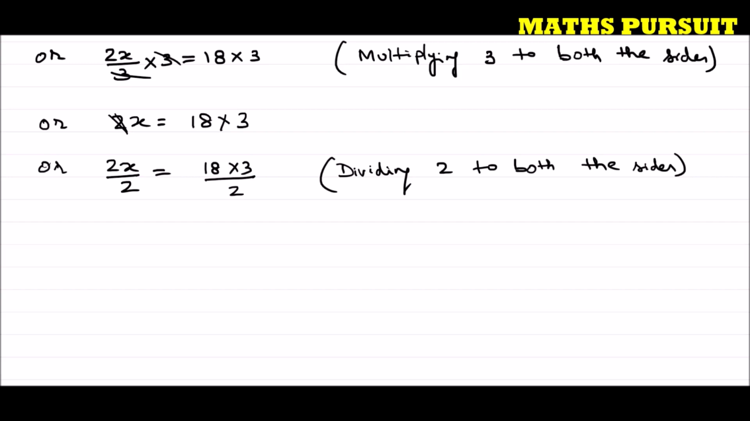So for eliminating these 2 from x, I have divided this equation with 2. If I am dividing the left hand side with 2, I should also divide the right hand side with 2. For that reason, I have divided both the sides of the equation with 2. In the next step, this 2 and this 2 cancel out. So I can write x is equal to this 2 9s are 18. So here also this 18 eliminates and we got 9.